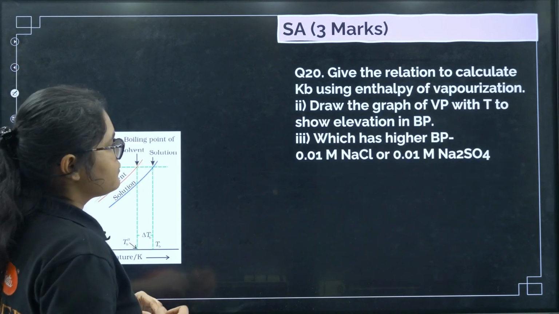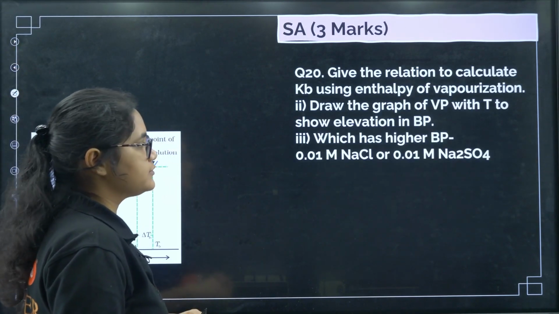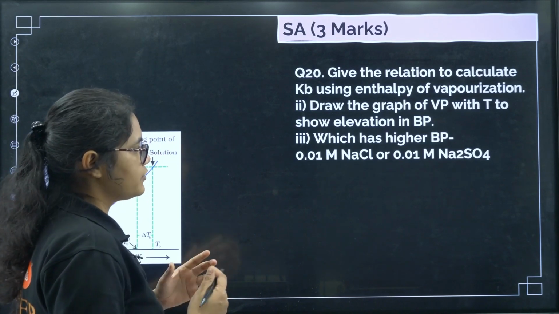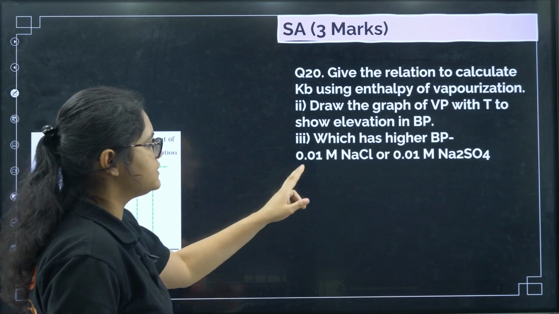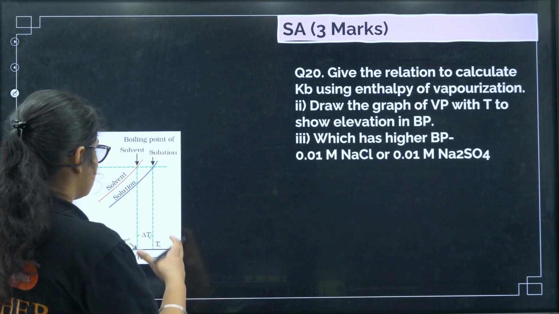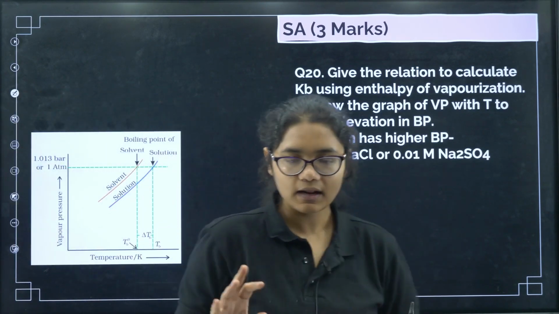Next, give the relation to calculate the Kb using the enthalpy of vaporization. Draw the graph of vapor pressure with temperature to show the elevation in boiling point. Which has higher boiling point? Okay, so the graph part you can see here. I hope this is clear.